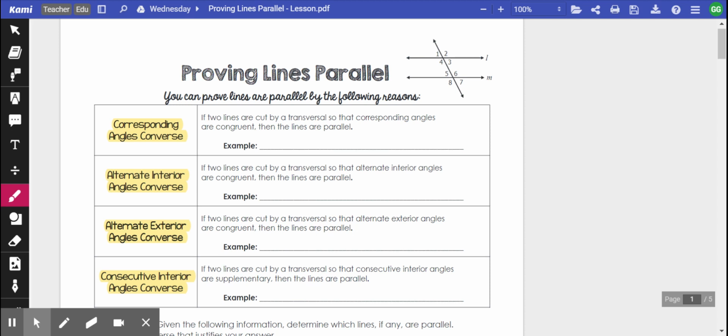All right, class, we're on our next lesson. We're going to prove lines are parallel. It doesn't change much from yesterday's or Monday's lesson.